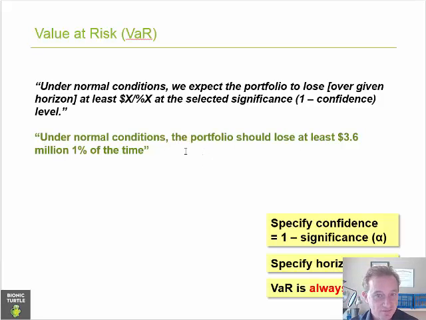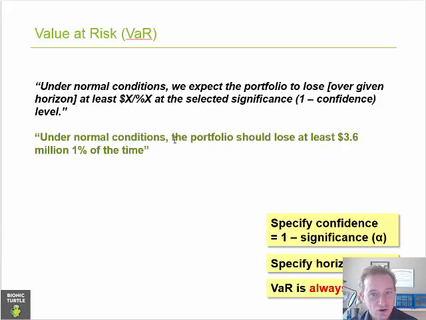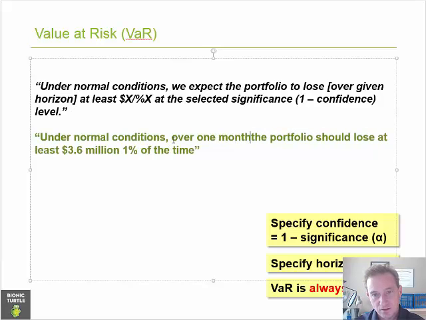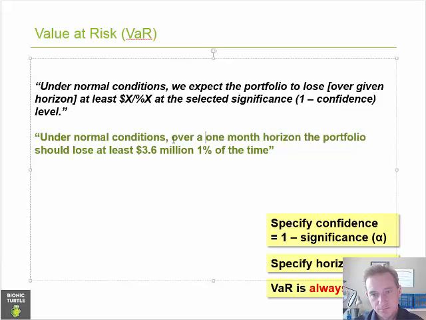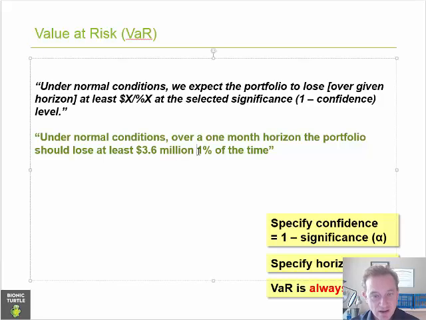And you can notice here I forgot the 1 month horizon, but because I have that here. Under normal conditions over 1 month, the portfolio should lose at least 3.6. I'm just going to write that in right now. Over a 1 month horizon. I want to start again. Under normal conditions over a 1 month horizon, the portfolio should lose at least 3.6 million about 1% of the time. I'm also going to insert there an approximator.